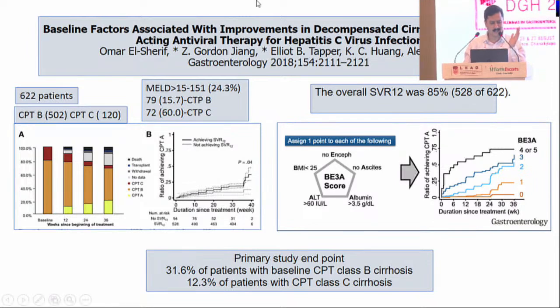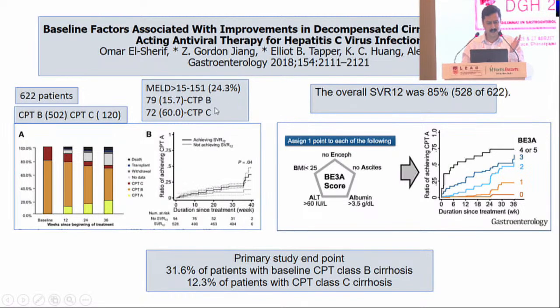In this, they have seen the progression of disease and the improvement, the kind of recompensation which we now define. 622 patients, primarily CTP-B patients, and 120 were CTP-C. Now, the MELD score was primarily more than 15 in 151 patients.